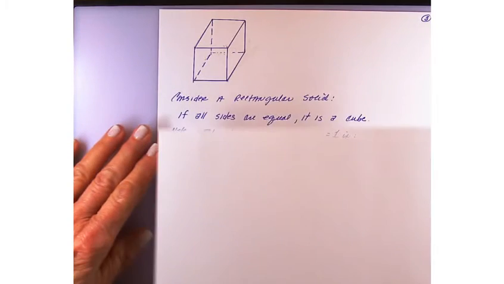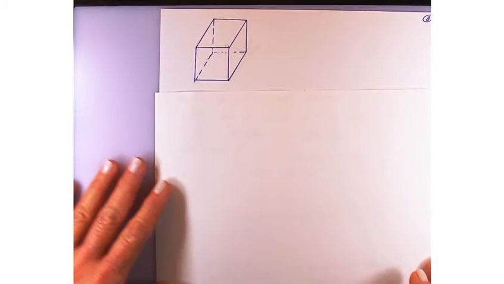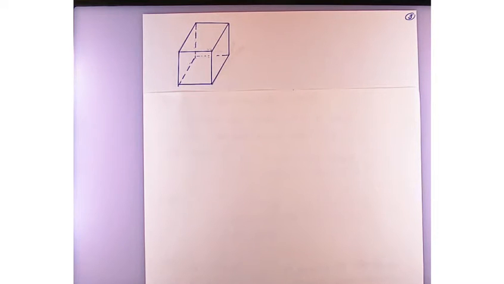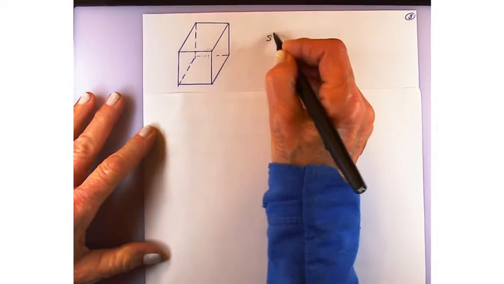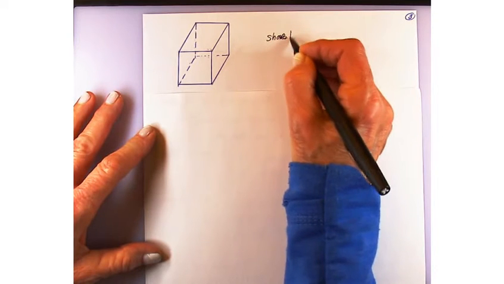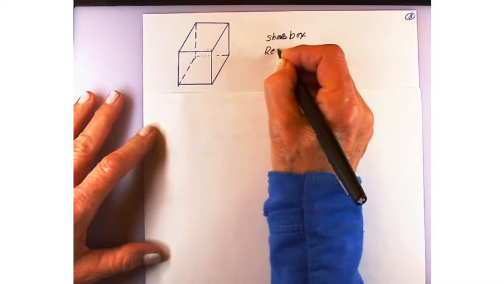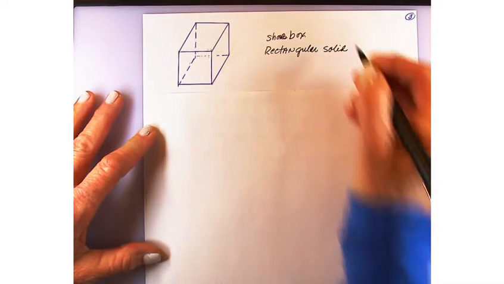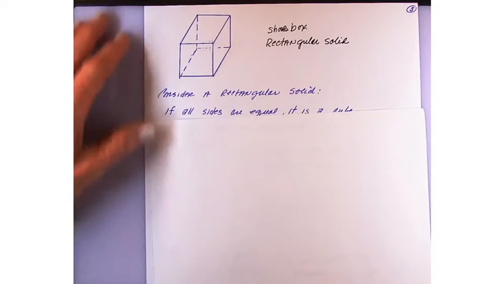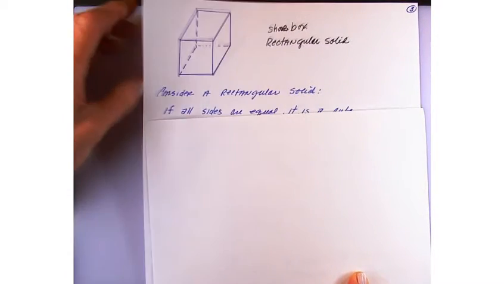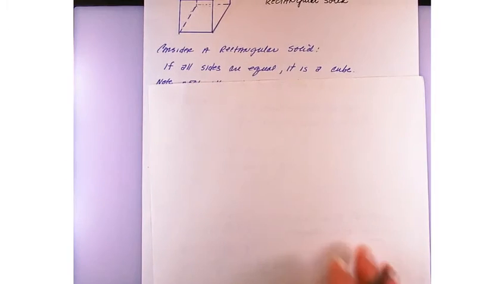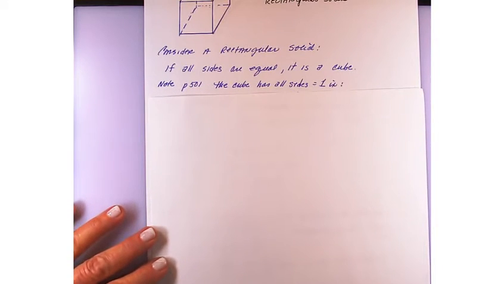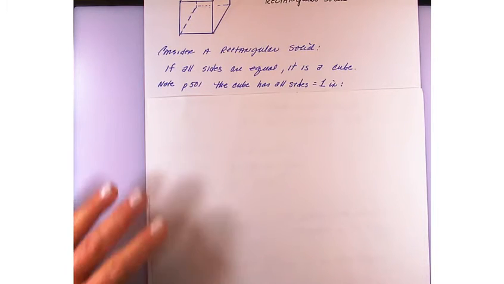The most common of all of our solids that we find the volume of is what I call the shoebox. So a shoebox is a rectangular solid. So let's consider our rectangular solid. If all sides of the solid are equal, it is a cube. So in most cases, it's not a cube.